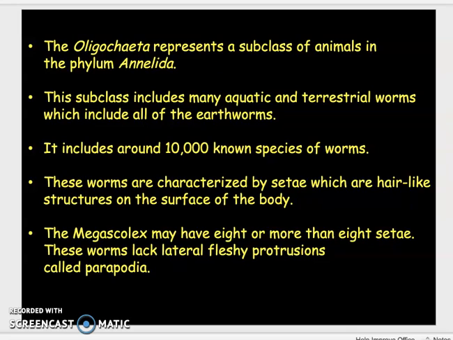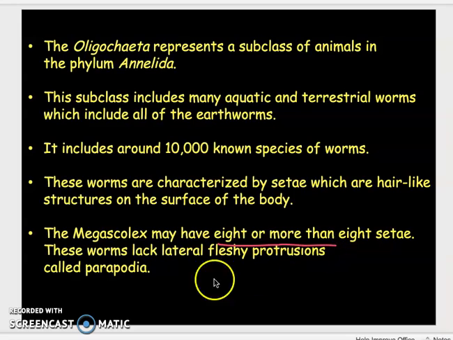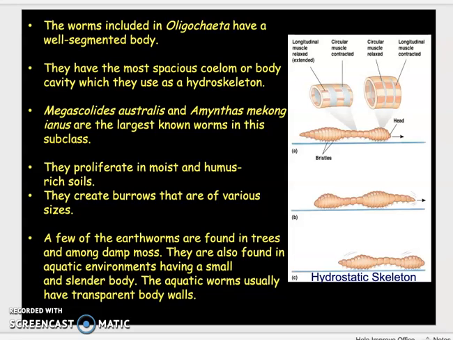And this megascolid represents a subclass of the animals in the phylum Annelida. The worms are characterized by the setae, which are hair-like structures on the surface of the body. These have 8 or more setae, and the worms lack the lateral fleshy protrusions called parapodia. The worms included in the Oligochaeta have a well-segmented body, and they have a spacious coelom or body cavity, which may serve as a hydroskeleton.